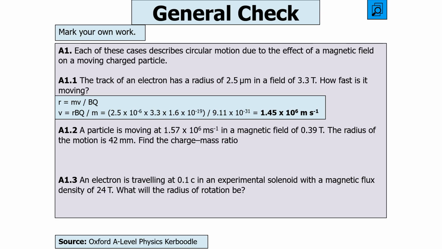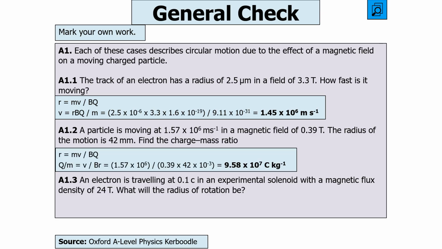The second question, again, r equals mv over bq. We want the charge to mass ratio, which is q over m. So we rearrange it and make q over m the subject. So q over m is equal to v over br. We then pop in our values and we get 9.58 times 10 to the 7 coulombs per kilogram.